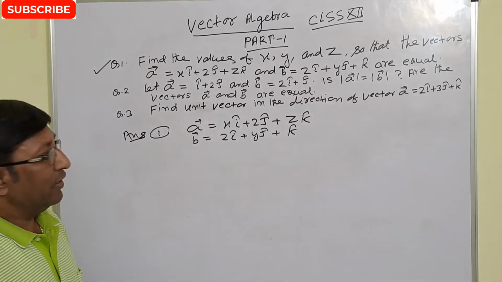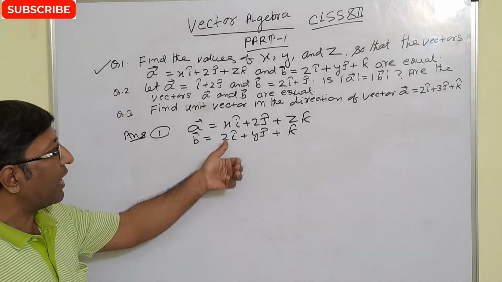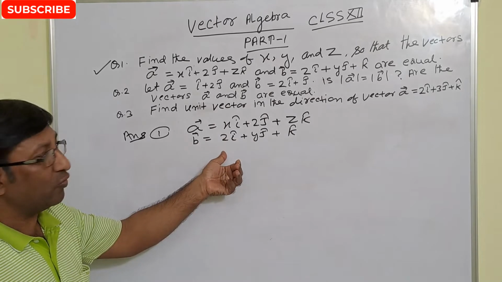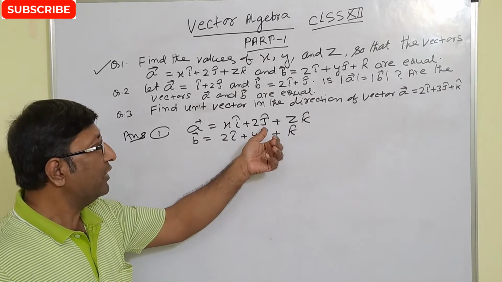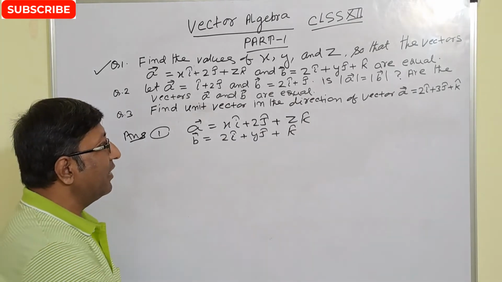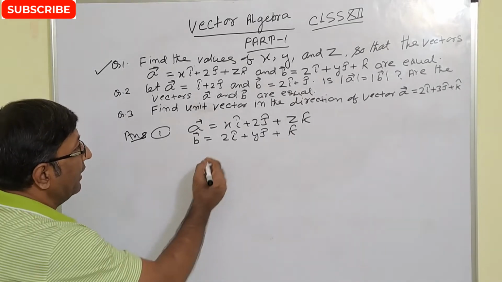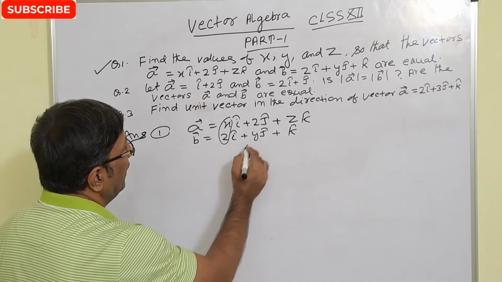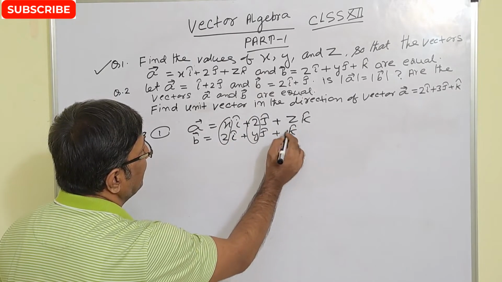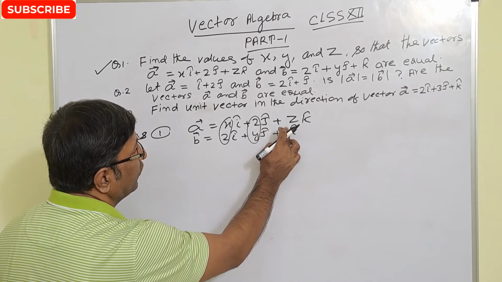X, Y and Z. You know two vectors अगर equal होंगे तो क्या होगा? Coefficient of I vector यानी unit vector I of the both vectors should be equal. Similarly, coefficient of unit vector J of the both vectors are equal. And similarly, coefficient of unit vector K will be equal. So here x equal to what? 2, and here j, y equal to what? 2, and here k, that is unit vector, coefficient of unit vector k is what? 1.